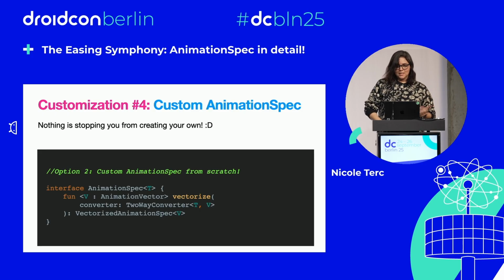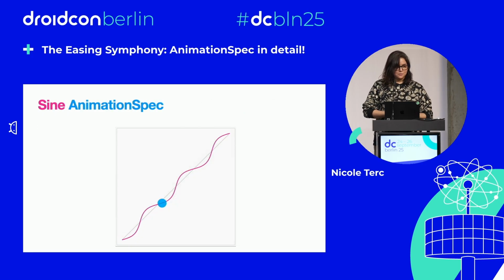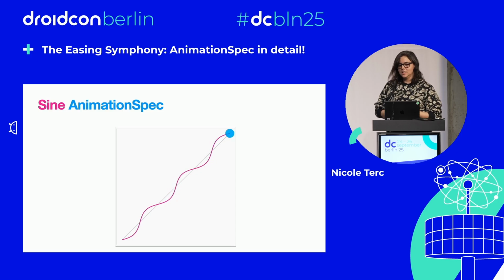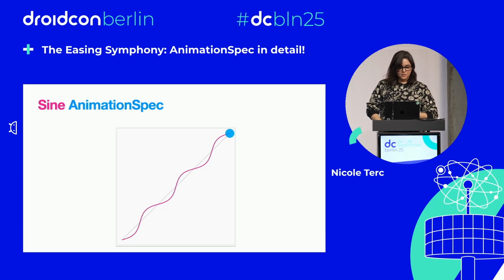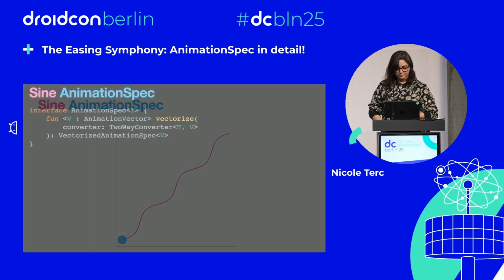We're going to go with option number 2, which is create your custom animation spec from scratch. And in order to do that, let's just go with my favorite formula that, if you haven't noticed, let's just create a sine animation spec. This is going to be a 2D animation spec that instead of traversing in a line, is going to follow a wavy path until it reaches its end position. So let's start seeing some code with this.